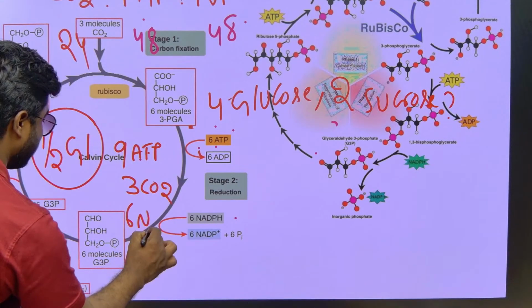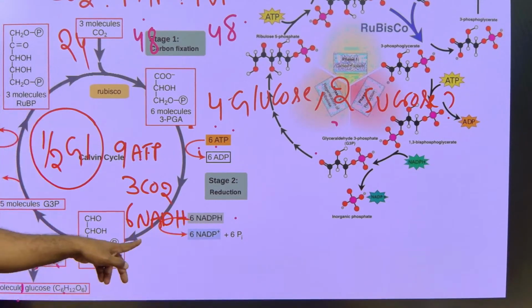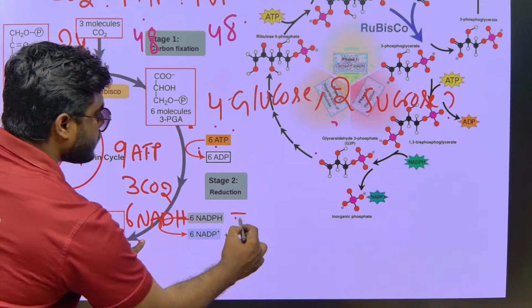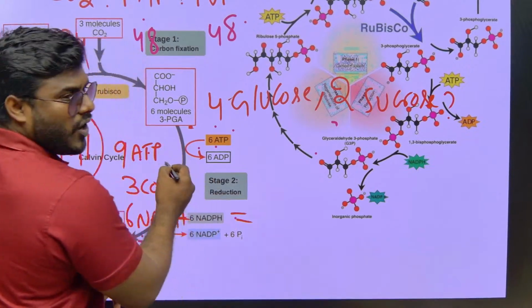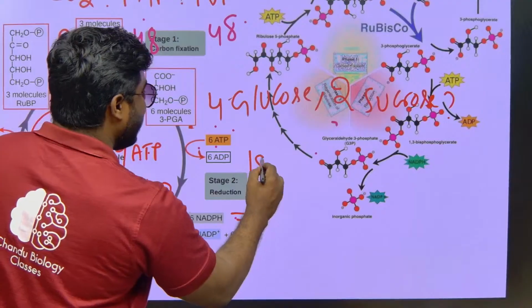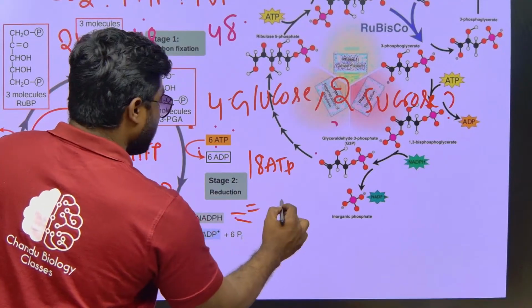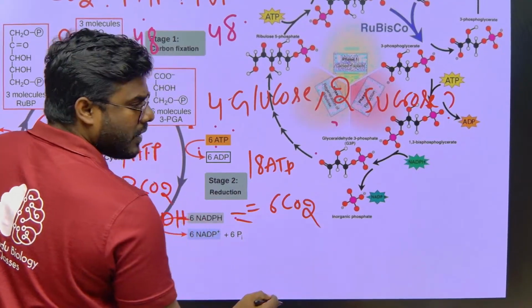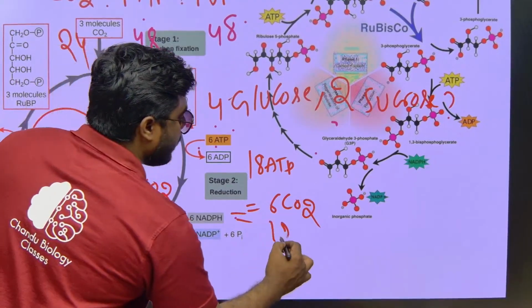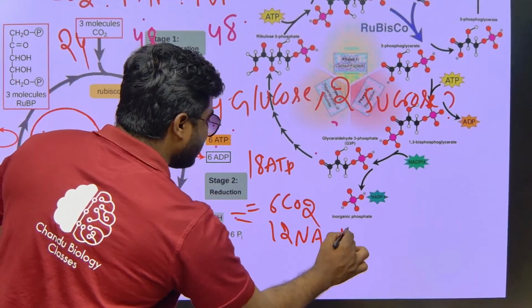6 NADPH. Can we multiply for 1 glucose? Then how much? 12. ATP how many? 18. Very good. 18 ATP, 6 carbon dioxide, and 12 NADPH. Wonderful. You have to remember this correctly.